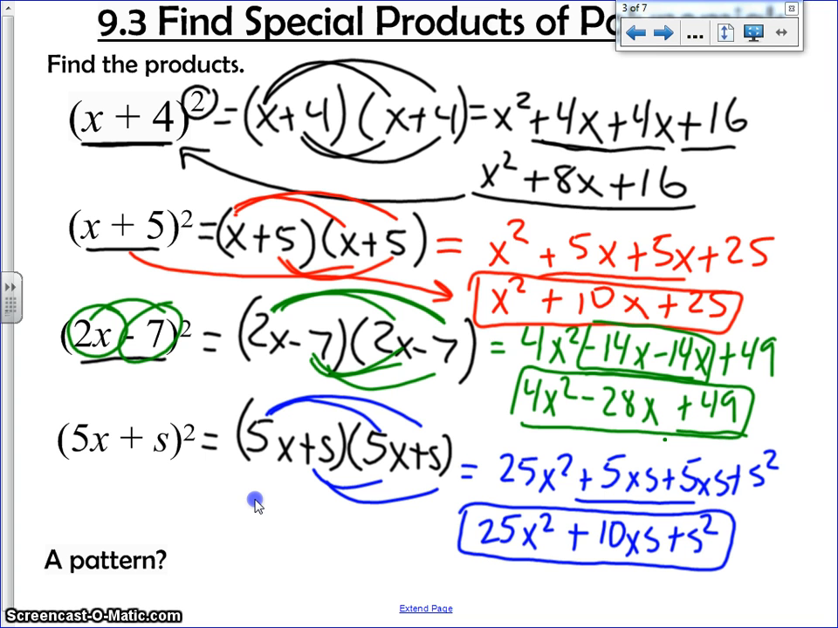And then it doesn't matter whether there are variables in there. 5x got squared, we got 25x squared. We did 5x times s twice, so we doubled that and we got 10xs. Then the s got multiplied by the s to get s squared. Okay? Feeling confident? Good. Let's move on.